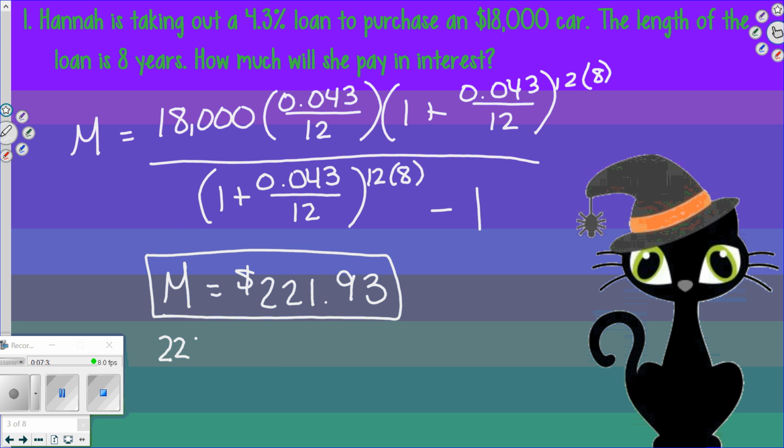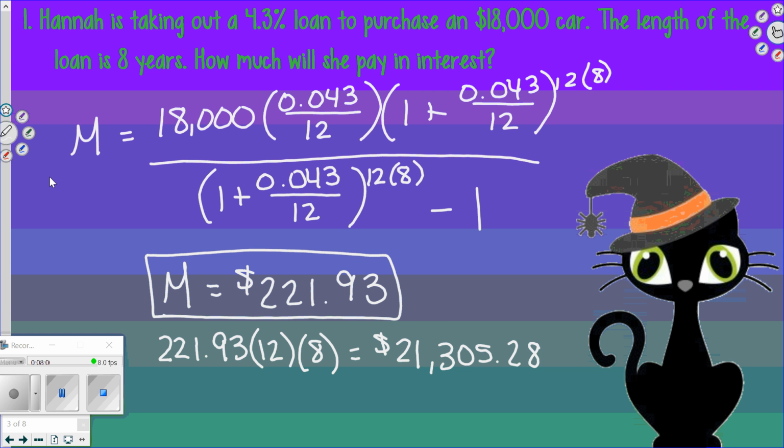So then 221.93. How do I figure out how much you paid over the length of the loan? 12 times 8. I'm going to be lazy, and I'm really just going to write 12 times 8. Right, 12 months, 8 years. So 221.93 times 12 times 8, it is 96, thank you. So over the length of the loan, you're paying $21,305.28. That's your total payments.